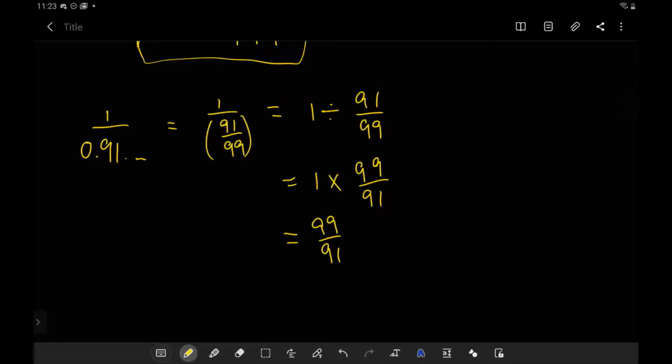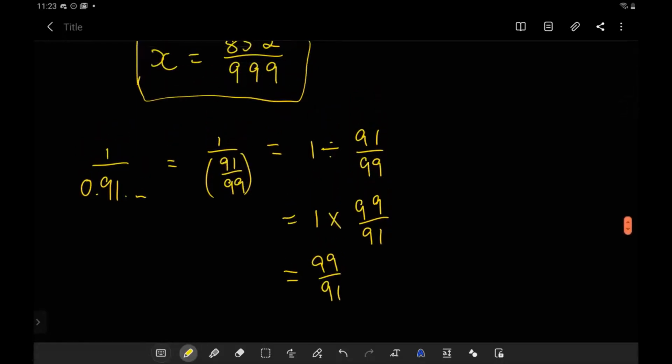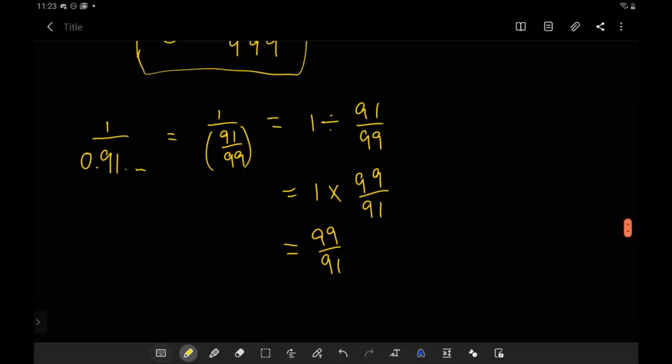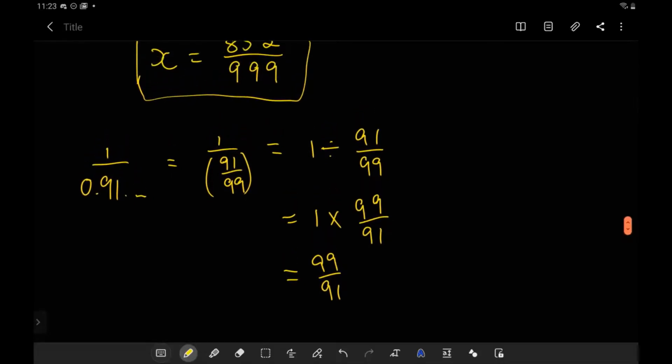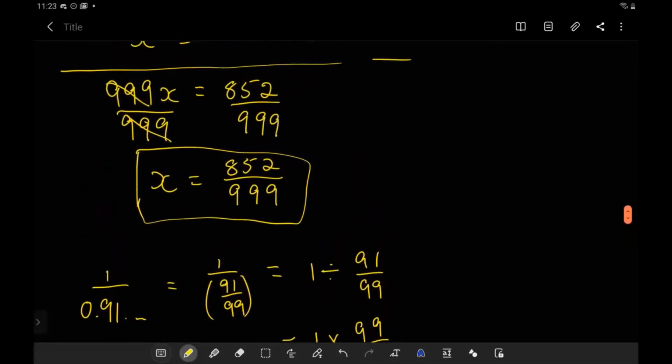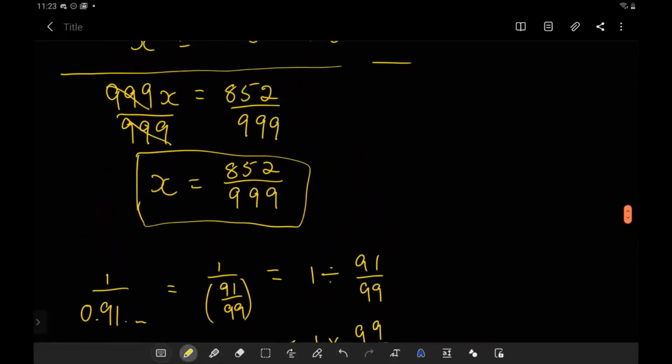Why? Because it is the exact value, whereas the calculator will give you an estimated value if it was to do 1 over 0.9191. Why? Because you cannot put infinite decimals in the calculator. You can only put up to a maximum amount. So I think you'll get the hang of changing from decimals to fractions.